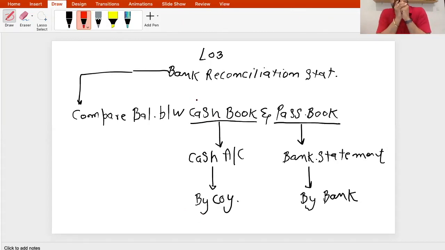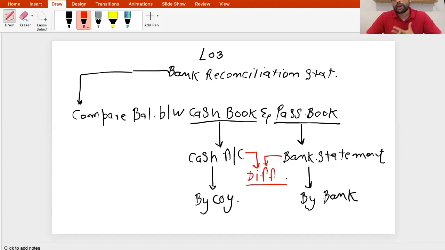Now, why is there a need to prepare a bank reconciliation statement? The need is that at the end of the financial year, at the end of the period, there could be a difference between cash accounts and bank accounts. In order to minimize the difference between cash accounts and bank accounts, we are going to prepare a bank reconciliation statement.